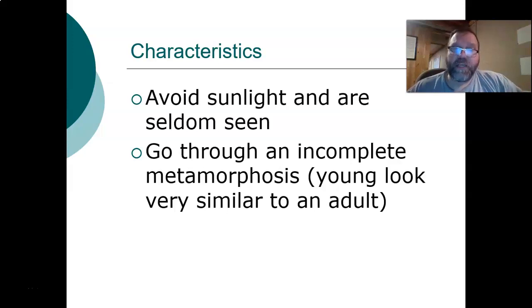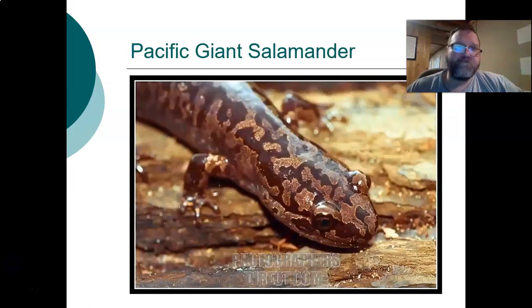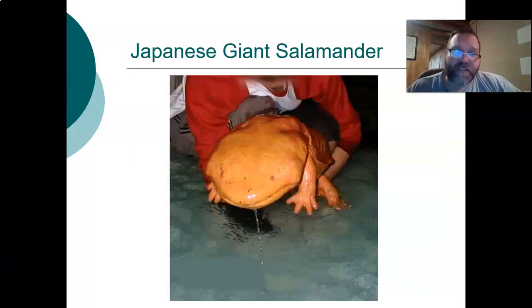They go through an incomplete metamorphosis, so the young somewhat look like the adult. That's what we mean by incomplete. There's still a complete changing, but it's close enough that you can say, okay, I could see where one looks like the other. But if you had a tadpole and a frog, no way you'd be able to say they look identical. There's a complete metamorphosis.